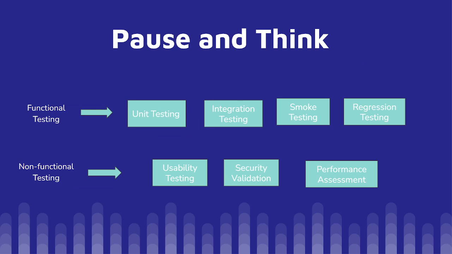Alright, so these are what the software testing techniques are actually classified as. We have 4 examples of functional testing techniques: unit testing, integration testing, smoke testing, and regression testing. These testing techniques all deal with verifying software output. Examples for non-functional testing techniques are usability testing, security validation, and performance assessment. These testing techniques examine the quality of the software.